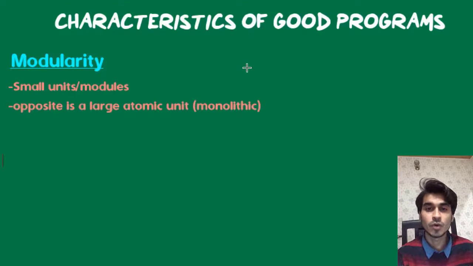Next up we have modularity. It means that our code should make use of small units or small functions, each of which performs a specific different task. It shouldn't be like so many different tasks are performed in one unit or one function. Let me demonstrate it through an example.